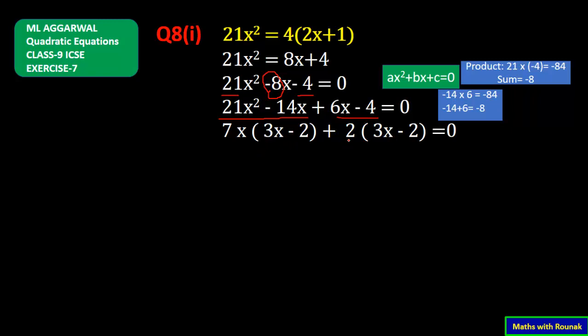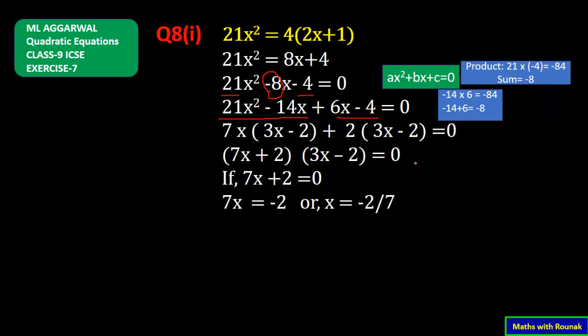As 3x − 2 is common in both, we can take that out, and we get (7x + 2)(3x − 2) = 0. Now we can take either of them equal to 0. Let's take 7x + 2. If 7x + 2 = 0, then 7x would be equal to negative 2. And after transposing 7 to the left hand side, it will be divided. So we get x = −2/7.